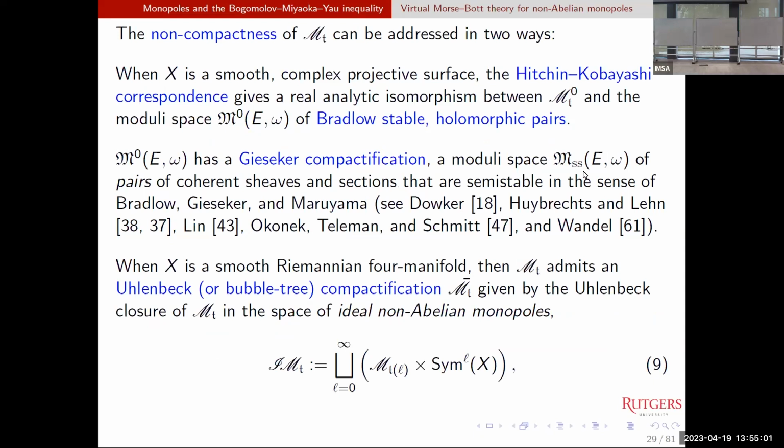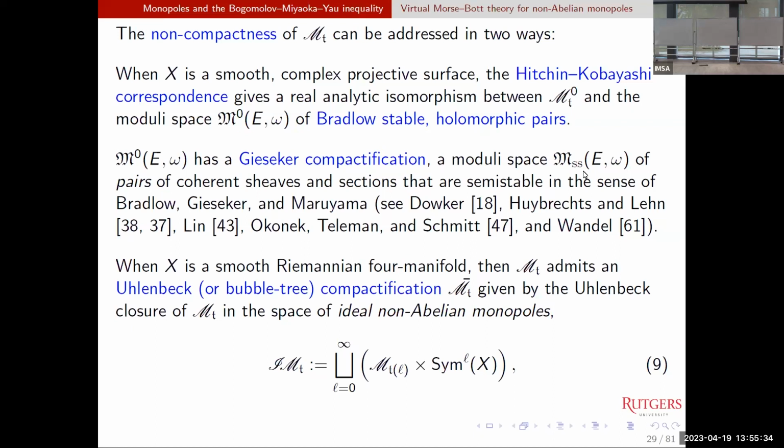Right, so there are a couple of ways of addressing the non-compactness. I'm really only going to talk a little bit about one of them. One thing one might do is give oneself some confidence that the program has legs, is to try to use the gauge theory scheme to know the inequality for complex surfaces. Now those surfaces are necessarily connected.